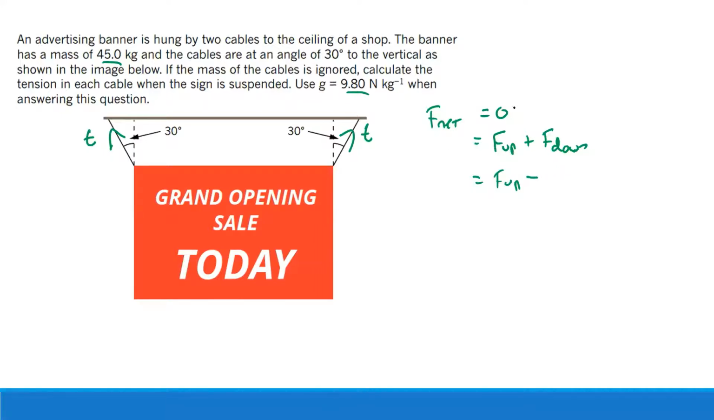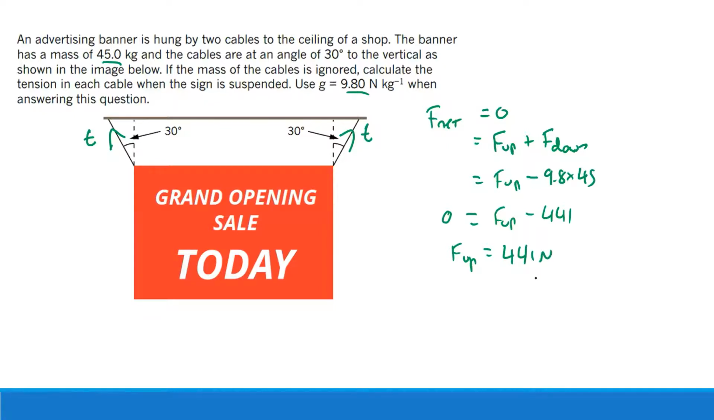Minus, because it's downwards, we're going to go 9.8 times 45, which equals 441. So therefore, we've got 441. Let's not get ahead of ourselves. 0 equals a force upwards minus 441. So therefore, the force upwards needs to be 441 newtons.